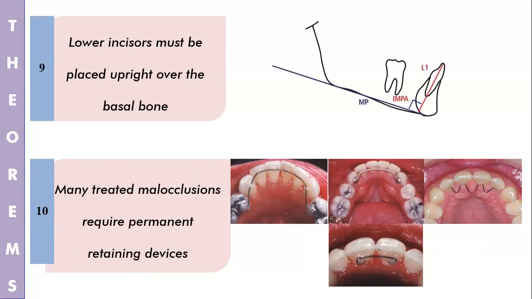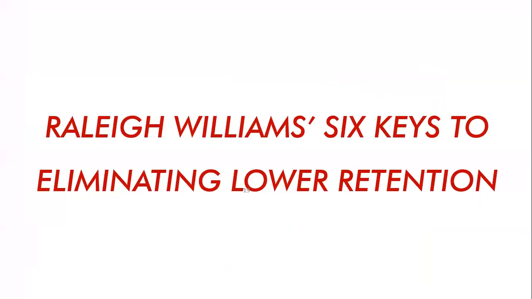And who gave the last theorem? Moyers. This was subsequently added by Moyers. It was not the original part of Riddle's classification. He believed that most treated malocclusions, or many treated malocclusions, required permanent retaining devices. We will come to what kind of cases require limited retention, moderate retention, and permanent retention subsequently in the lecture. But this is what he believed. So these are the 10 theorems.